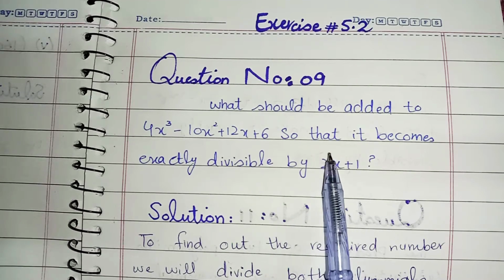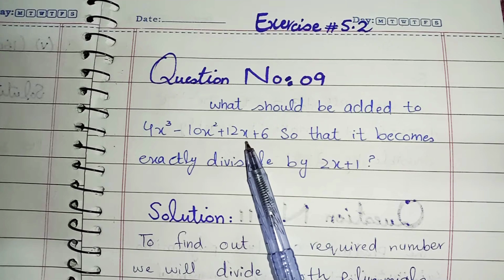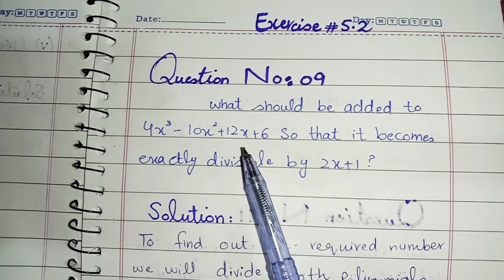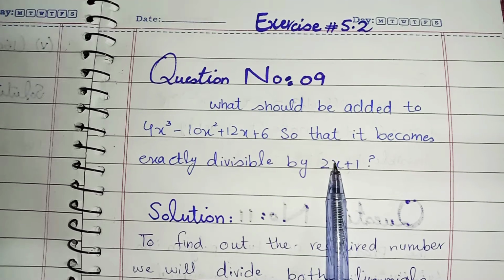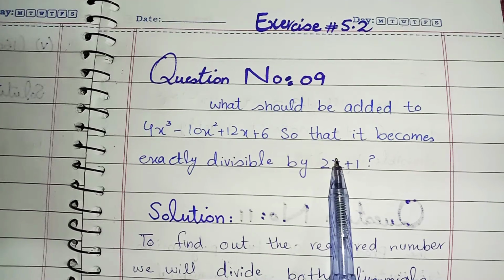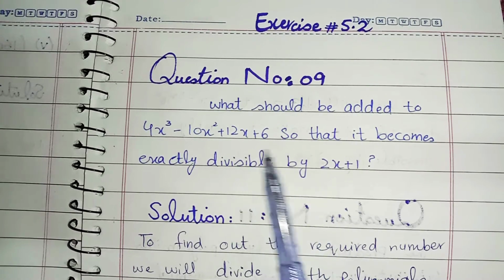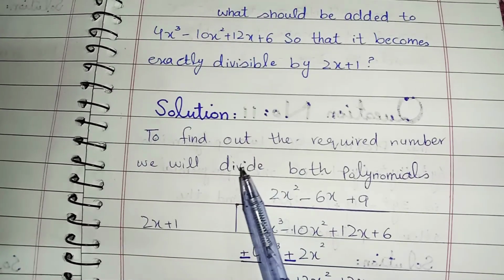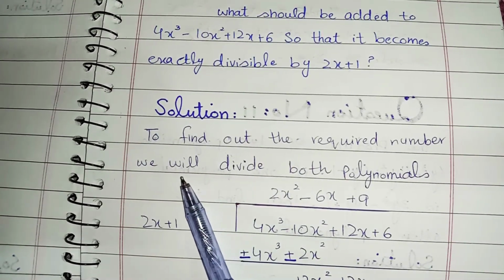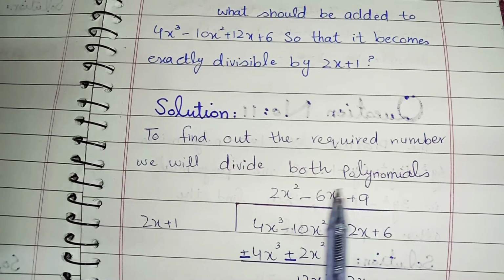second is here, and in the first polynomial there is some number missing that must be added to it to make it completely divisible by this polynomial. To find out the number which must be added, we will divide both polynomials. So let's start the solution. Before starting the solution, we will write the statement. To find out the required number, we will divide both polynomials.